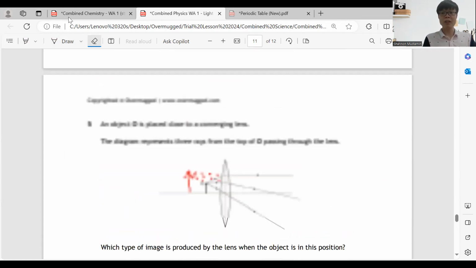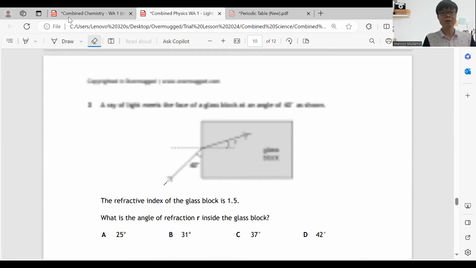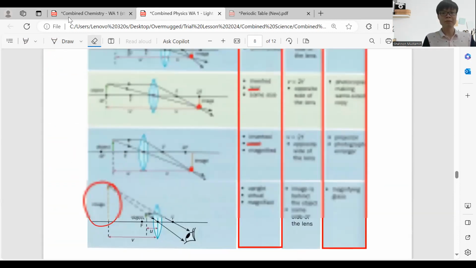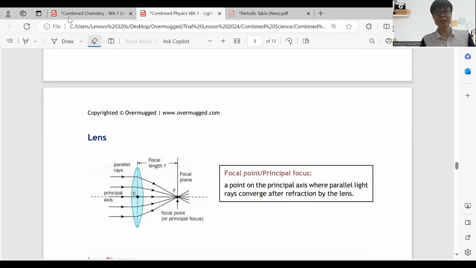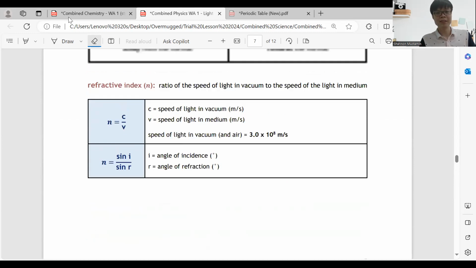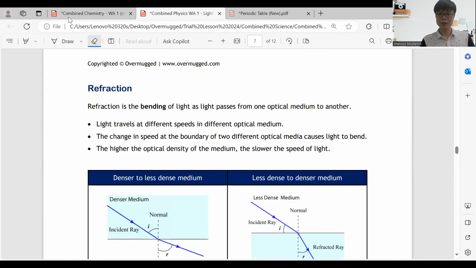Alright, and now we slow down a little bit for your refraction. Have you all learned critical angle? Never heard, okay, good. Yeah, that one is also out of the syllabus. Okay. Refraction refers to the bending of light as light passes from one optical medium to another.